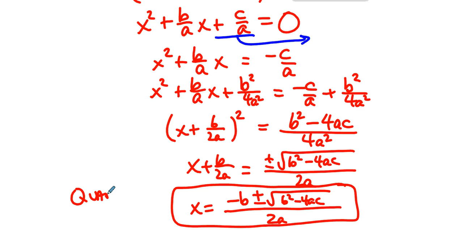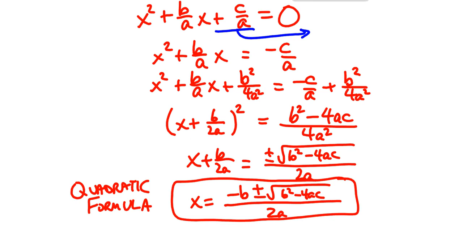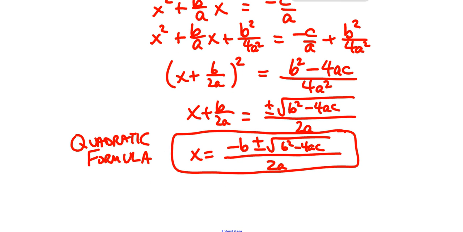This is the thing that teenagers for years have used to solve quadratic equations. We start with ax squared plus bx plus c equals 0. We end with this thing here. This is what teenagers remember coming out of high school.